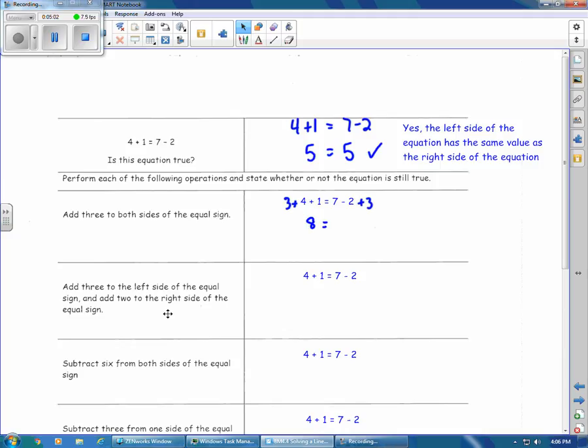7 minus 2 is 5, plus 3 is also 8. So yes, they're still equivalent. What I'd like you to do right now is pause the video and go ahead and do the operations on the rest of this page and the top of the next page.